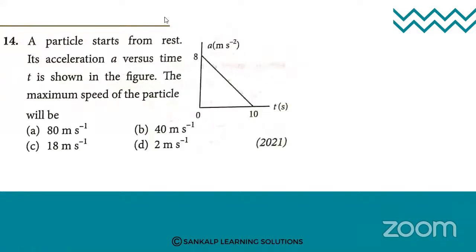Yes, you can take this question, students. A particle starts from rest. Its acceleration a versus time t is as shown in the figure. So, sorry, it is an acceleration versus time graph. The maximum speed of the particle will be? What is the maximum speed of the particle? Copy down the question.